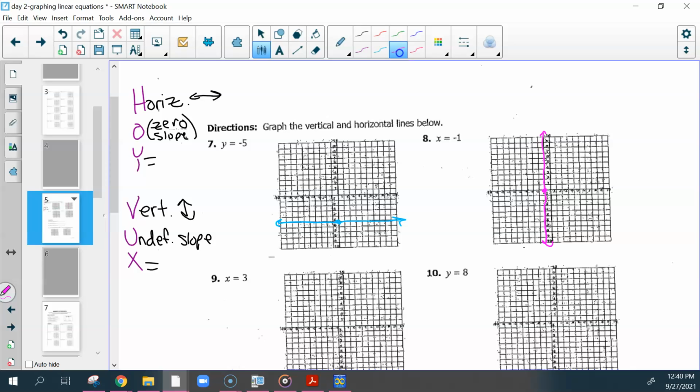Mine was kind of over here, so that's okay. So when you have x equals some number or y equals some number, and that's it, it will be a straight horizontal or vertical line. Questions on how we did that? Yes, Kaylee. Undefined slope.